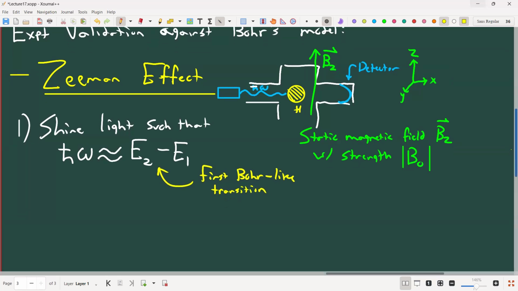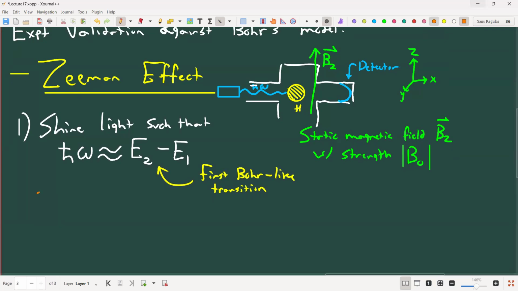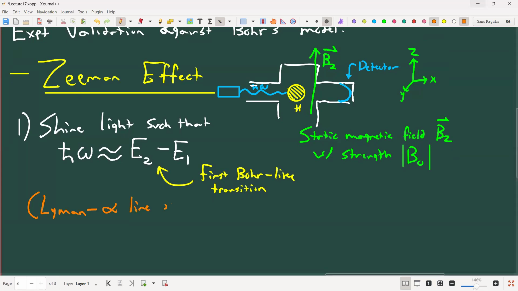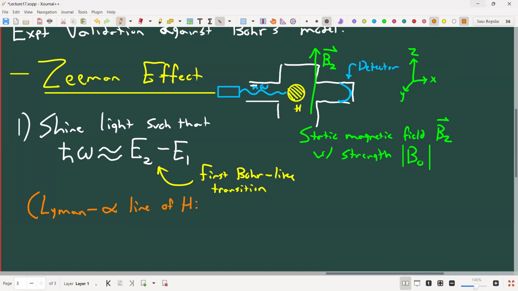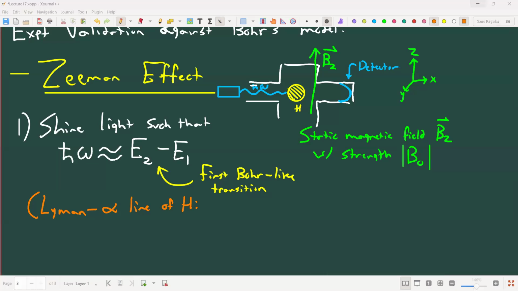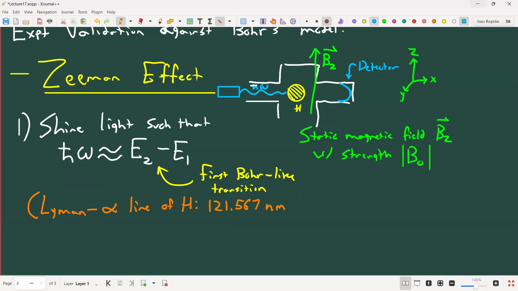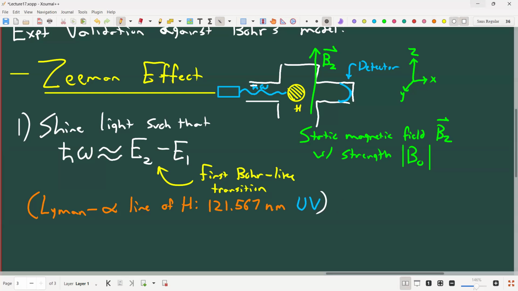Okay. And this has a special name. We'll talk about it next class. This is what's called the Lyman alpha line of hydrogen. And I'll give you the exact nanometers of it just so we have it for later. It's at 121.567 nanometers, which is in the ultraviolet. This is one of the brightest transitions for hydrogen. There's a lot of astronomy that's done with Lyman alpha.